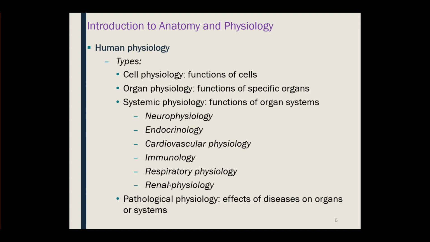And again, if you're going into medical fields, allied health, pathological physiology would be: what are the effects on function as a result of disease? So pathological anatomy asks what were the effects on anatomy as a result of pathology. But here it would be: what would be the results on the function of the cell or the organ as a result of disease?